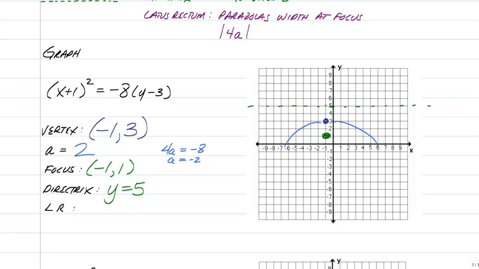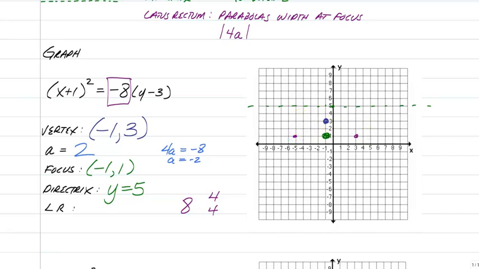Now we have to find the latus rectum points, and that's where things get a little bit tricky. The latus rectum points is the width at the focus. So this 8 right here is how wide it is at the focus. That means if you split that in half, you're going to have 4 and 4. So you need to go 4 to the right of the focus: 1, 2, 3, 4. And you put a dot. And you go 4 to the left: 1, 2, 3, 4. And you put another dot.